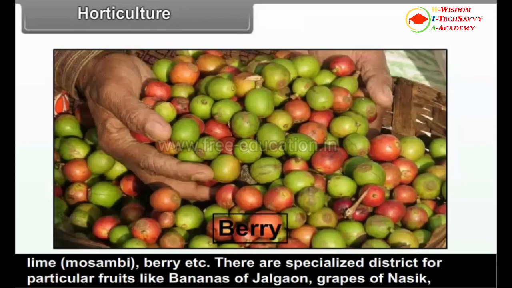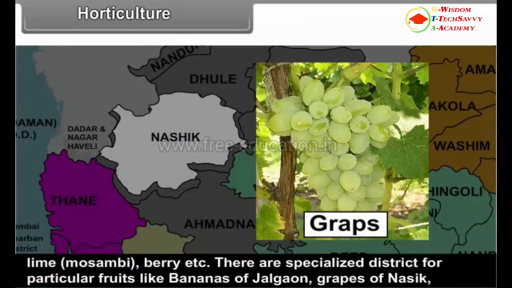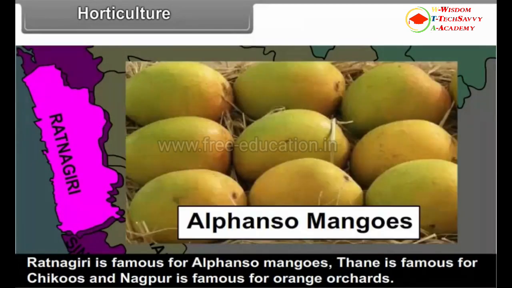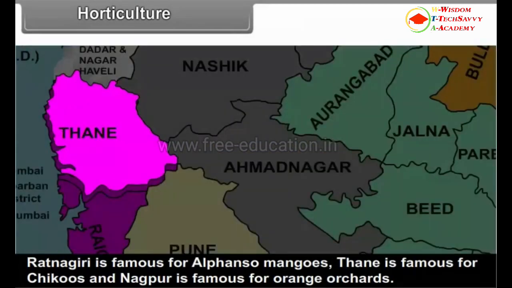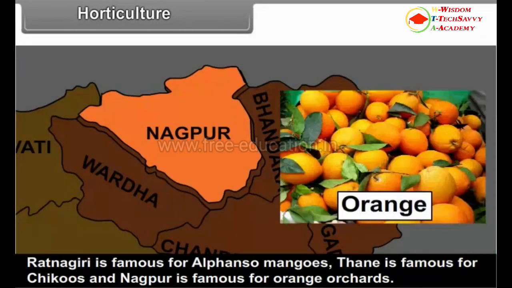There are specialized districts for particular fruits, like bananas of Jalgaon and grapes of Nasik. Ratnagiri is famous for Alfonso mangoes. Thane is famous for chikus and Nagpur is famous for orange orchards.